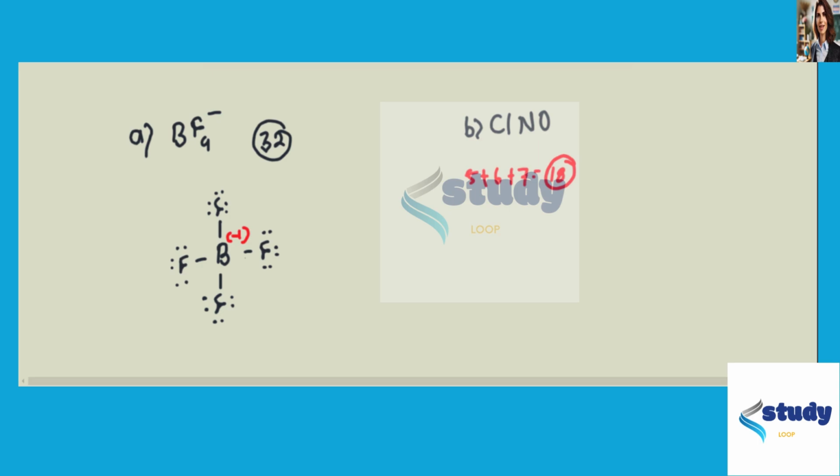So nitrogen is the least electronegative, so it goes in the center. We will put an oxygen on this side and the chlorine over here. We will put two valence electrons between atoms to form chemical bonds. We have used 4, and then we put electrons around the outer atoms to get an octet on them.